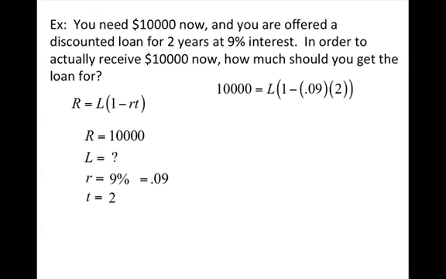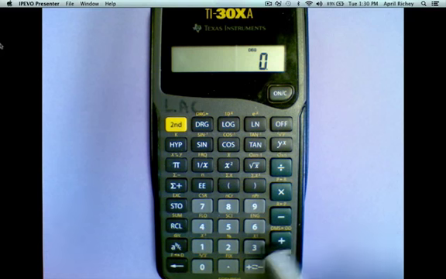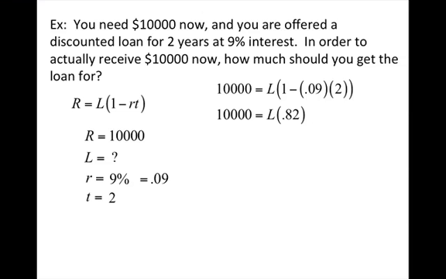So just like before, I'm going to begin with what's inside my parenthesis. I want to simplify that first. So I'm going to begin with 1 minus 0.09 times 2. And that gives me the 0.82. Now if you look back at your paper, 10,000 equals L times this number. This time that 0.82 is not being multiplied by a number, it's being multiplied by my variable L. So I'm just going to rewrite it. You don't have to do this step, but it's 10,000 equals 0.82 L.